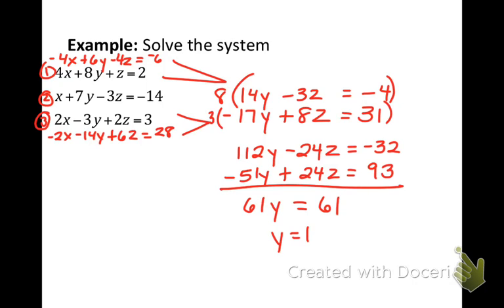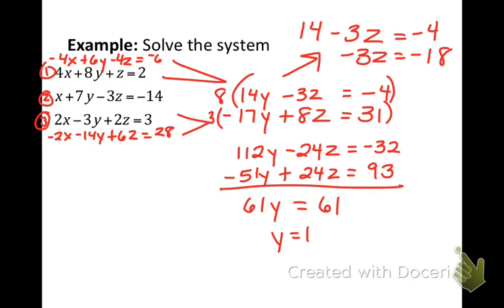What do we do next? Just 14 minus 32 equals negative. That's a 4. z. Oh, sorry. I know, my 2's and z's kind of look the same. So 14 times 1 is 14 minus 3z equals negative 4. So negative 3z equals negative 18. Why did I say 16? 18. So we get z is equal to 6. Good.